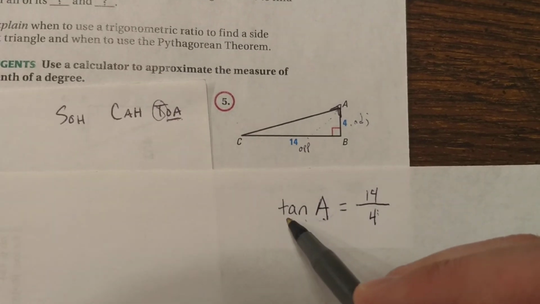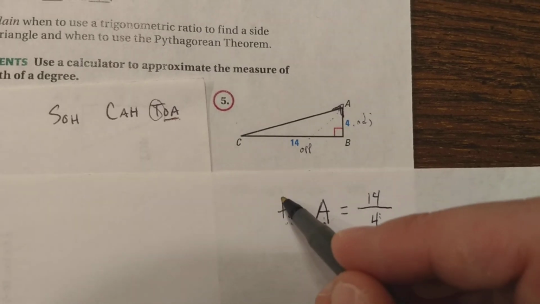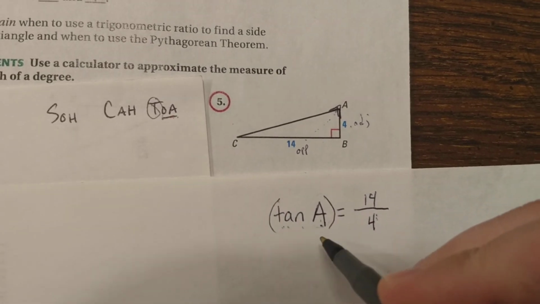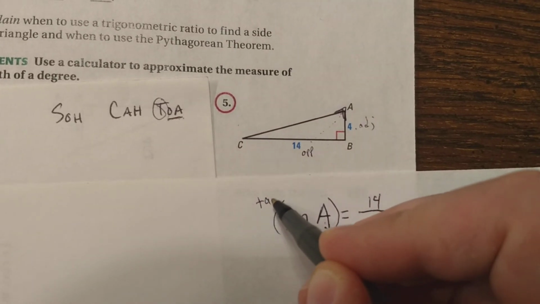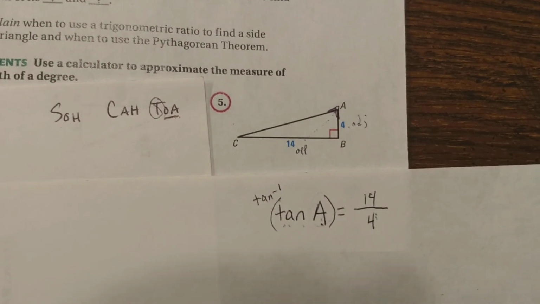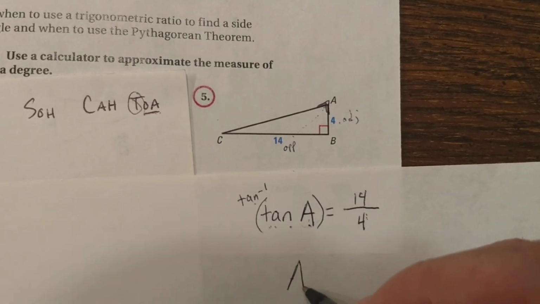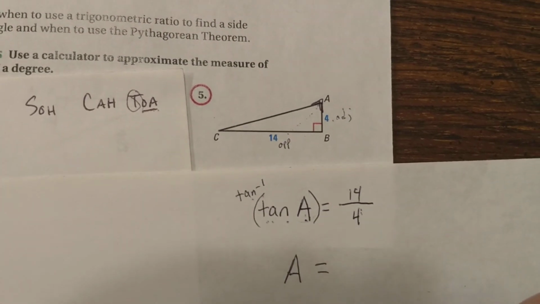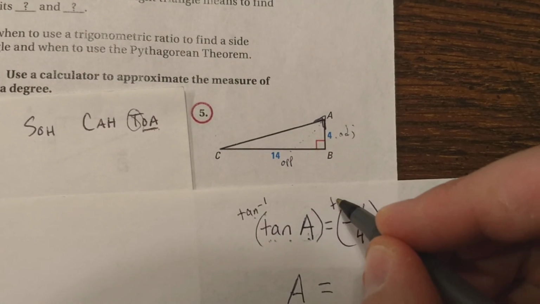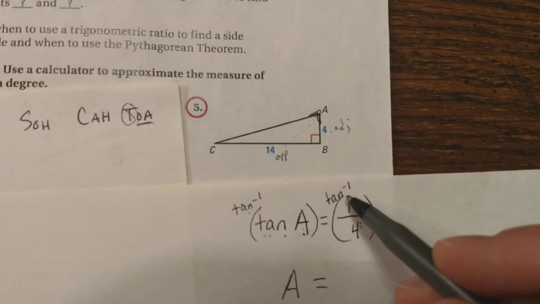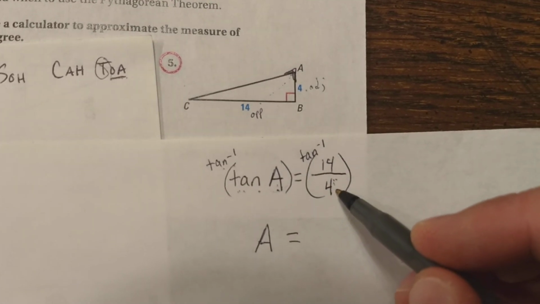So I don't want to have the tangent of A, I want just A by itself. So to get A by itself, I'm going to undo the tangent of A by taking the inverse tangent. Okay, the inverse tangent of A is going to get me A all by itself. But if I do that on one side, I've got to do that on the other side. I need to take the inverse tangent of 14/4. And that's something I'm going to need to plug into my calculator.